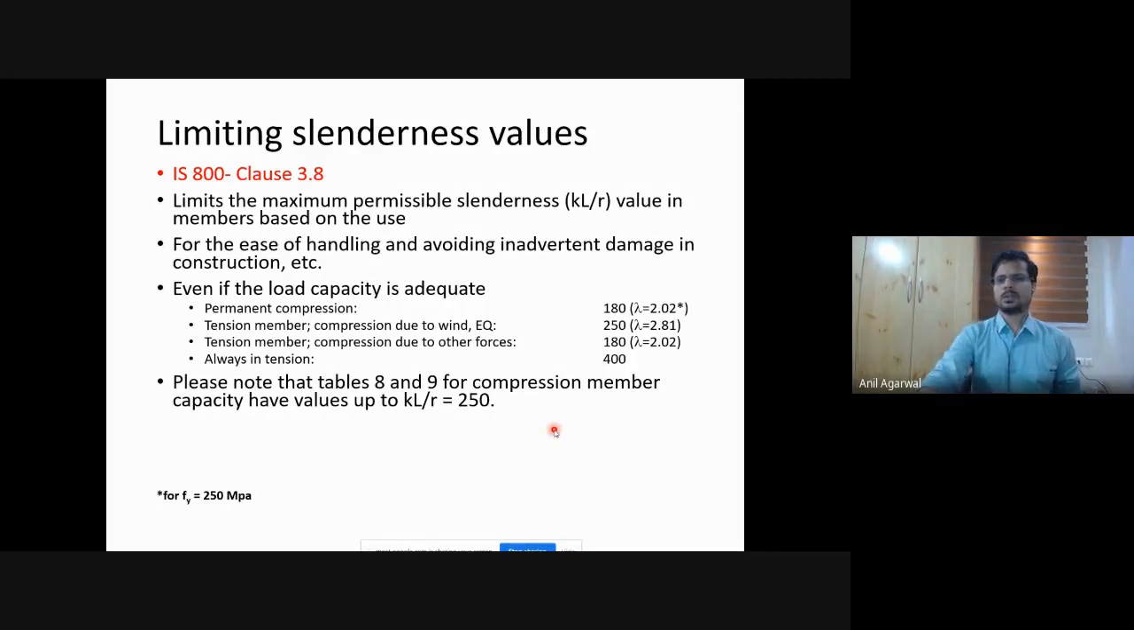So that's why approximately KL by R up to 250, you have the values available, because that's the upper limit of any member that can undergo compression. If you go to tables 8 and 9 in the Indian code, you will see that you don't have any table after KL by R of greater than 250.